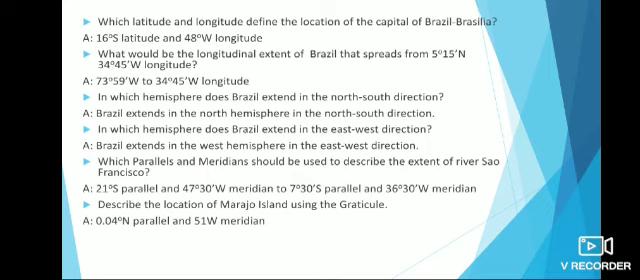Now next question. What would be the longitudinal extent of Brazil that spreads from 5 degrees 15 minutes north to 34 degrees 45 minutes west longitude? The answer is 73 degrees 59 minutes west to 34 degrees 45 minutes west longitude.